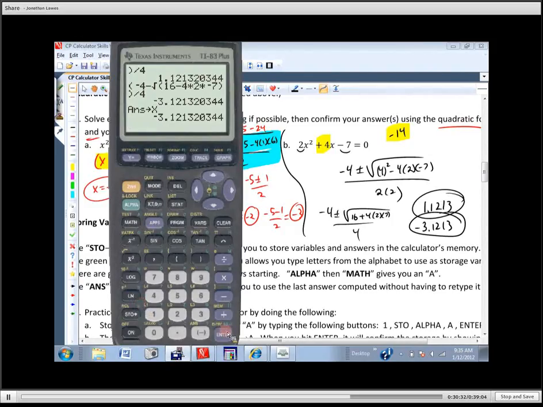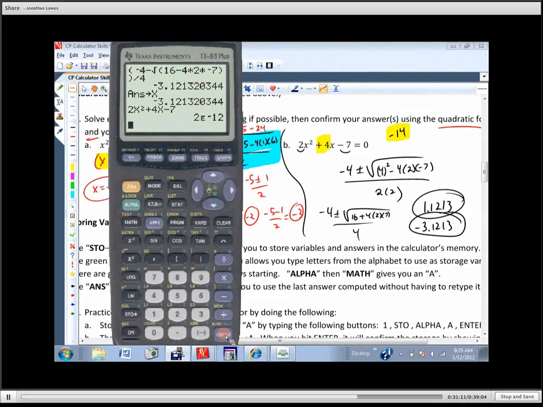So here's what it just did. Notice that it typed that number again, the negative 3.1213. That's now stored in X. So I'm going to type this expression right here. I'm going to type 2x squared plus 4x minus 7. Now, if we did this work correctly, what should this expression equal with one of these correct answers plugged in? Should equal 0. Now, that's not 0. Or is it?